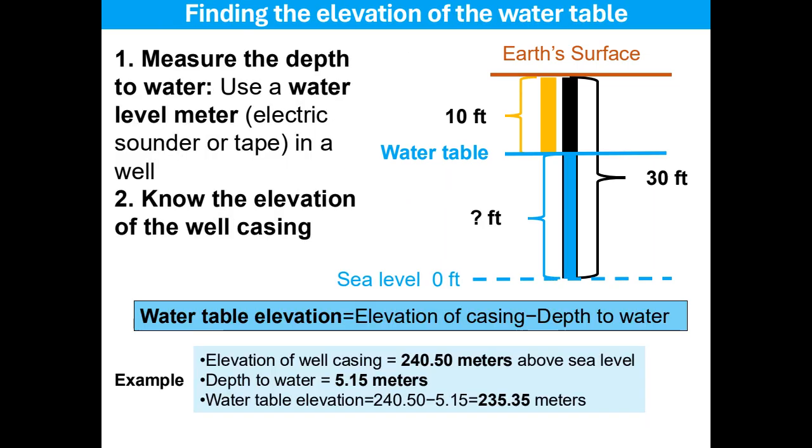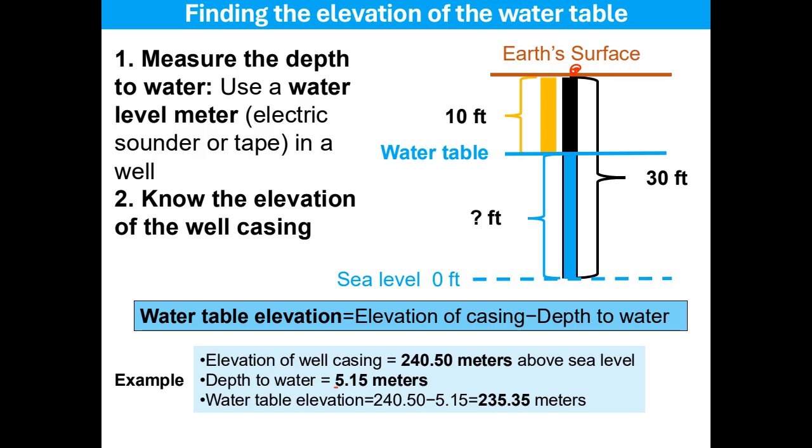So again, let me choose another example here. Let's say the elevation of the well casing is 240.50. If the elevation is 240, the elevation of this right here, from here to here, and the depth of the water is 5.15 meters. What is the water table elevation?